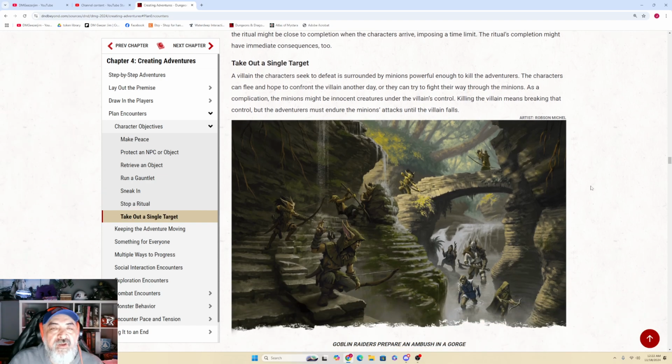Take out a single target. A villain that the characters seek to defeat is surrounded by minions powerful enough to kill the adventurers. The characters can flee and hope to confront the villain another day, or they can try to fight their way through the minions. As a complication, the minions might be innocent creatures under the villain's control. Killing the villain means breaking that control, but the adventurers must endure the minions' attacks until the villain falls.